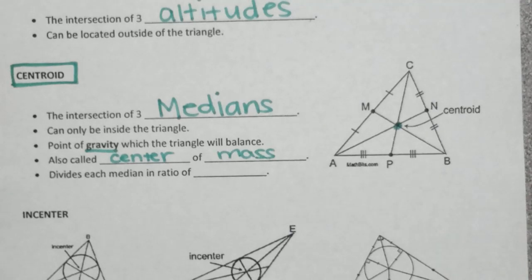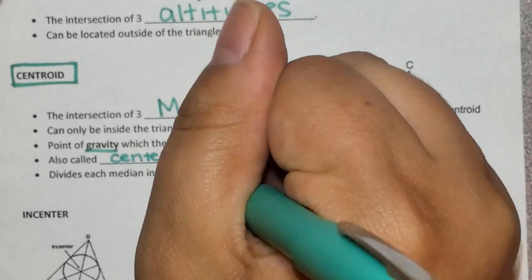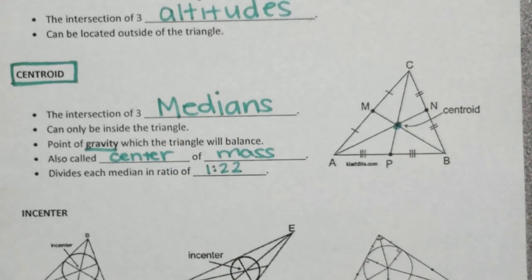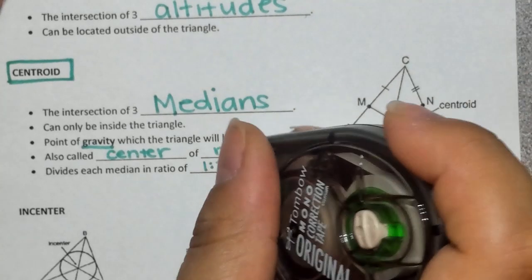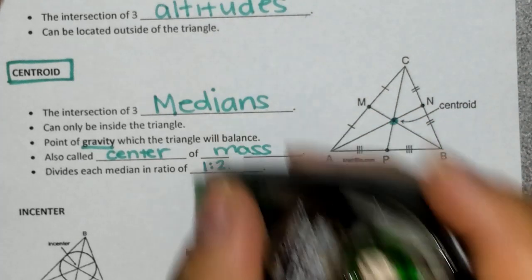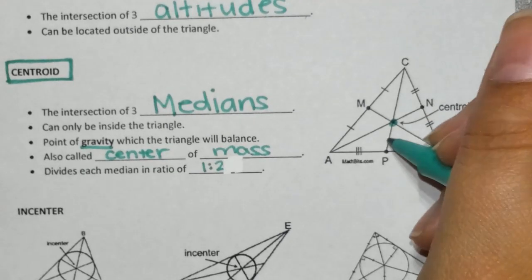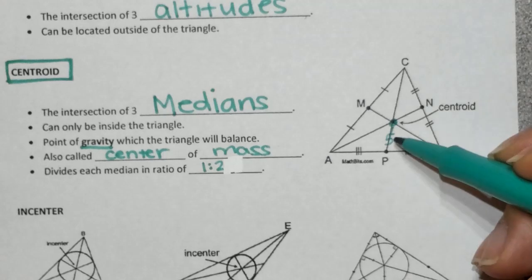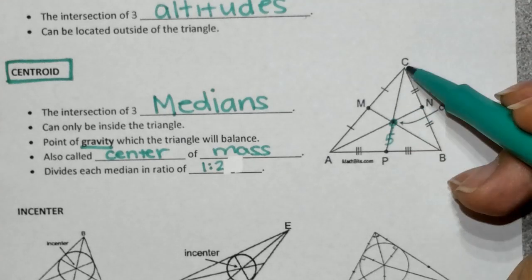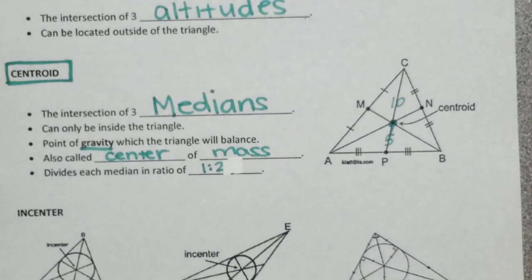A centroid also divides each median in a ratio of 1 to 2. What that means is, let's say from here to here was 5. Then up here to here would be 10. Again, you're not going to be doing any calculations with this. You are just going to have to look at a picture and recognize that is a centroid. Any questions about a centroid?